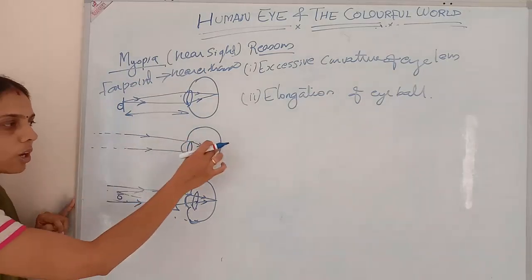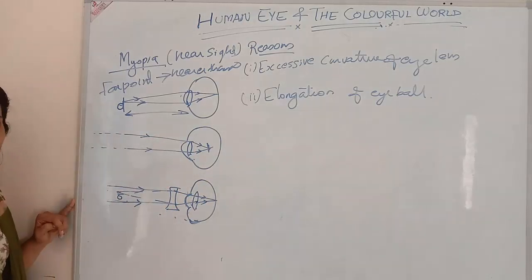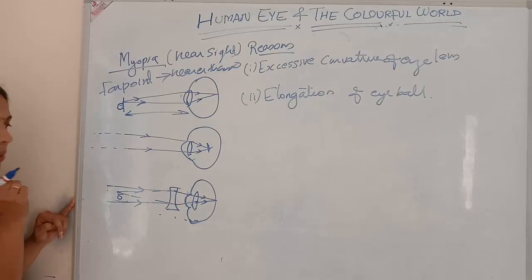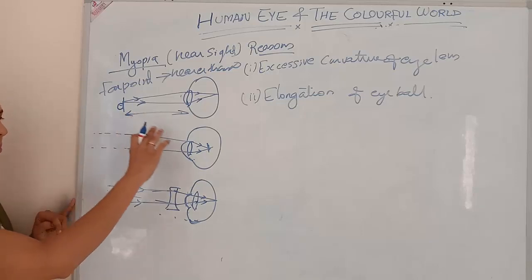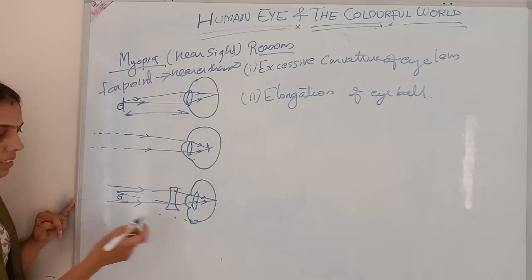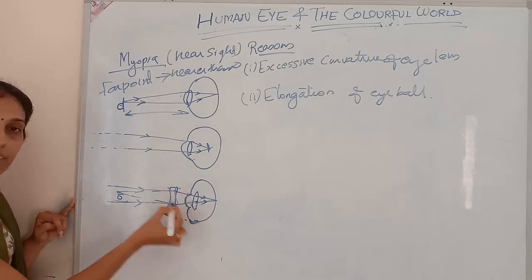So if it is falling on the retina, then only we can see the object clearly, isn't it? But it is not falling on the retina. Okay, so what should we do? We should use some corrective lens to take this image to the retina. How can we do that? With the help of a concave lens.